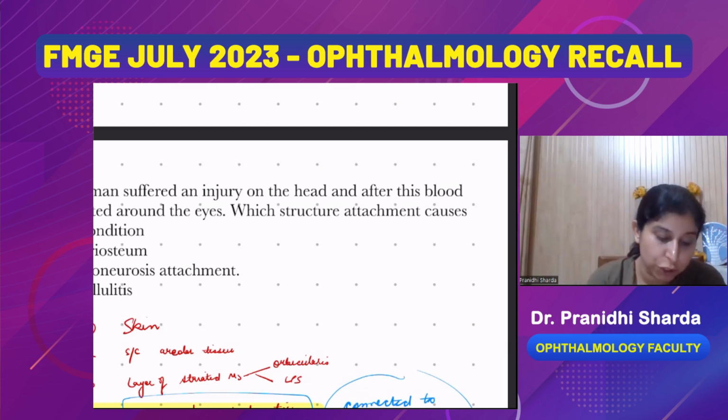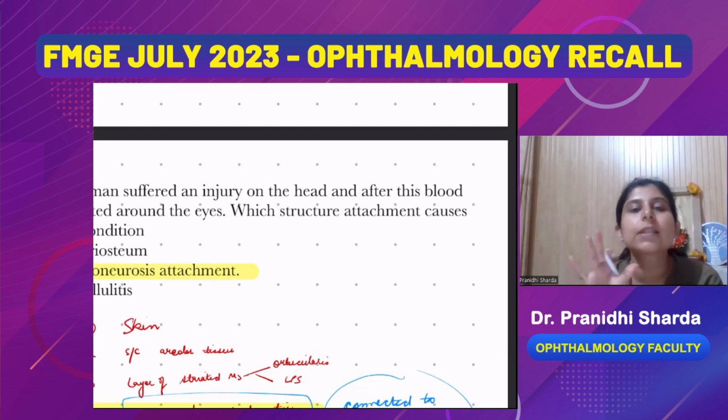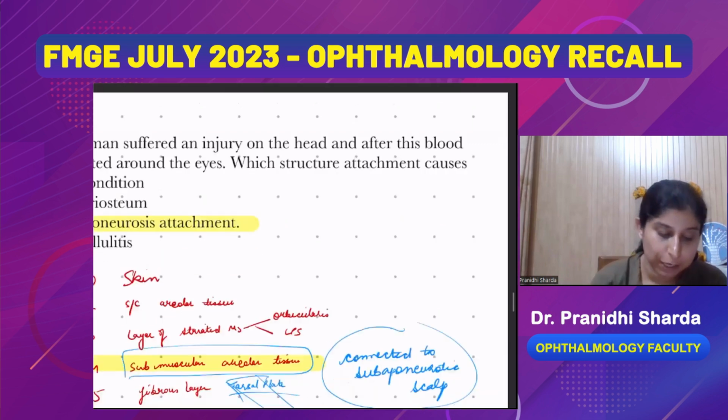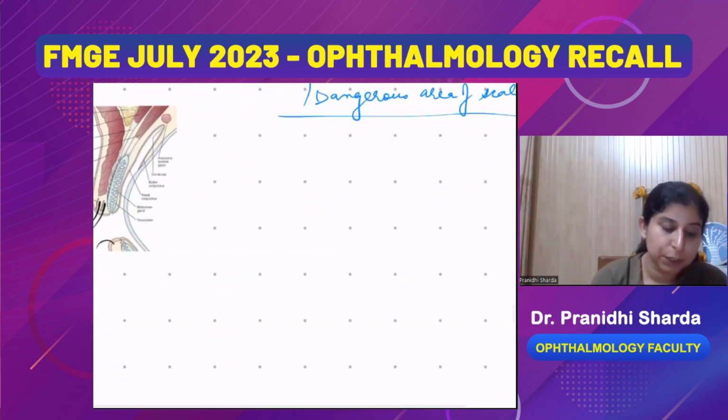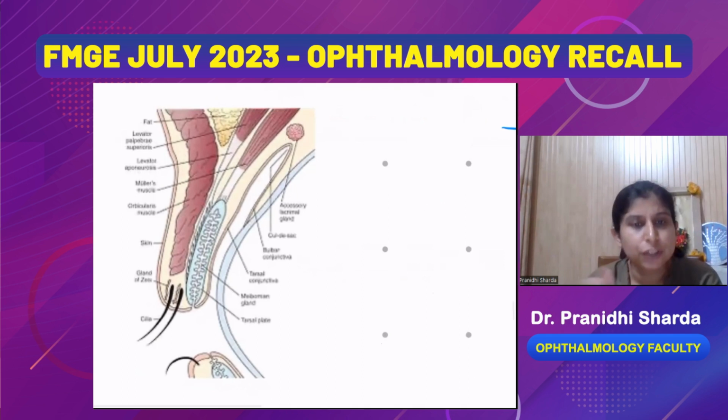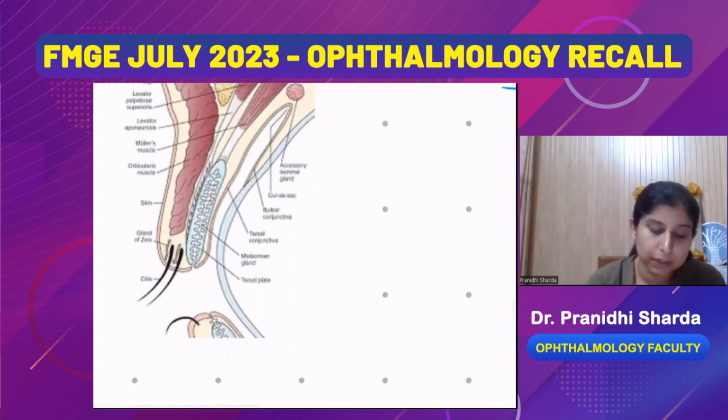So the answer to this question will become this, if this is the statement of the question. Fine. And this is a pictorial diagram of the eyelid structure. I hope all of you remember this.